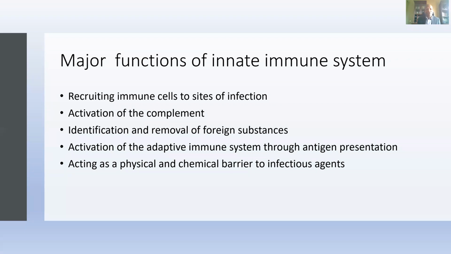And the fourth one is that they need to activate the adaptive immune system through antigen presentation and providing the second signal, which comes from the innate immune system. And obviously, the final one, which everybody talks about, is acting as a physical and chemical barrier to the pathogens. You went through the physical components as well as some of the chemical barriers. So in short, these are 5 things which you need to recall, remember, and work through how that happens.